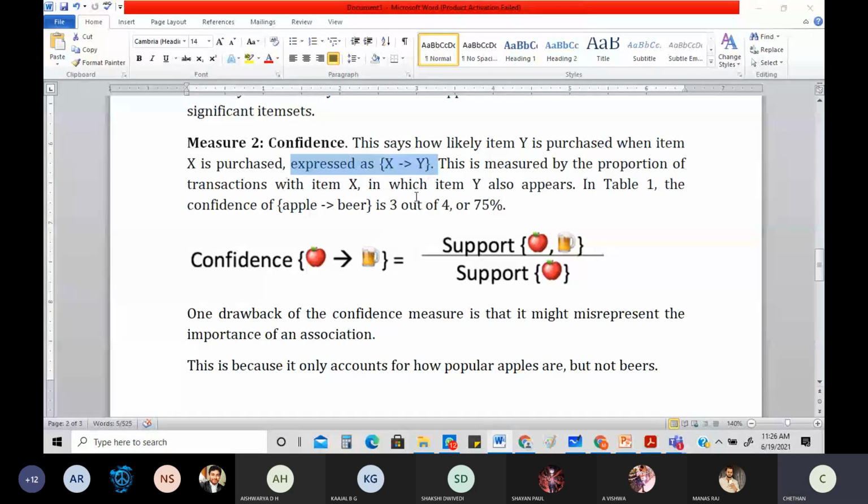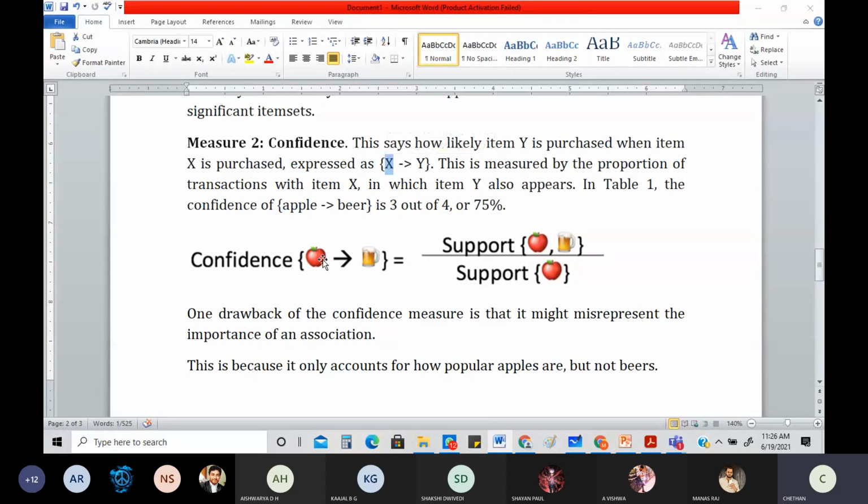Okay, same like that. How do you think this is measured? It is the proportion of transactions with item X in which item Y also appears. In this example, I have taken two things: apples and beer. The right hand side, as you can see, talks about X. When I say right, no, not right hand side, left hand side. I have to take it from the point of view I'm looking for. So from the left hand side it is X, which is my apple.